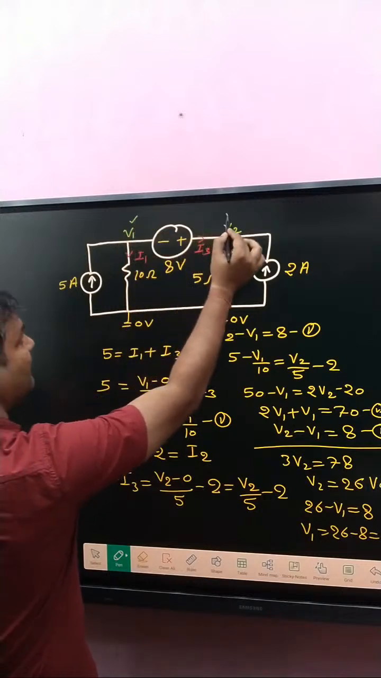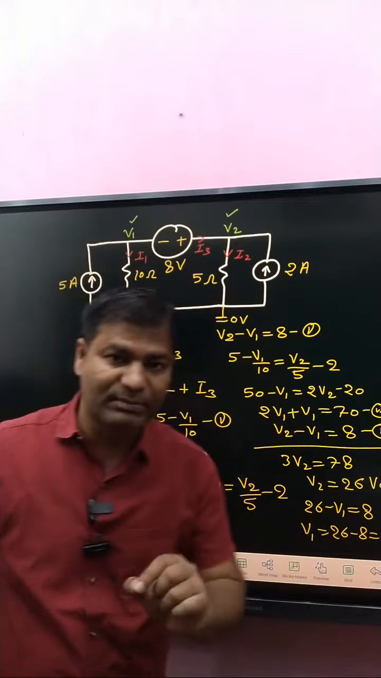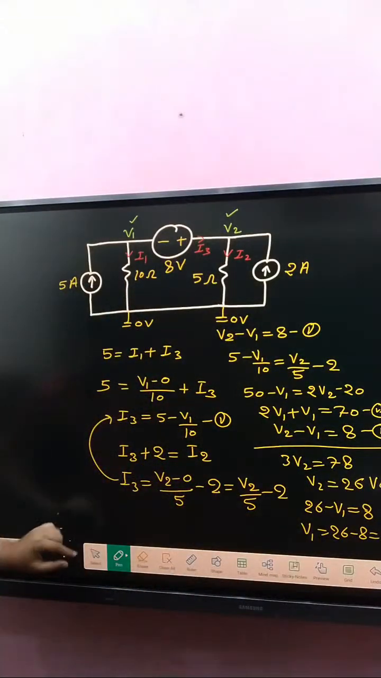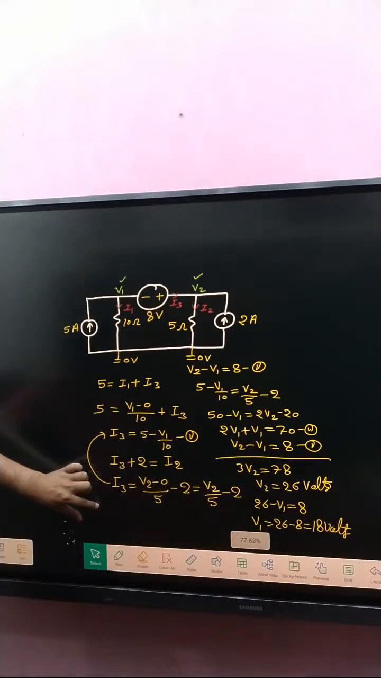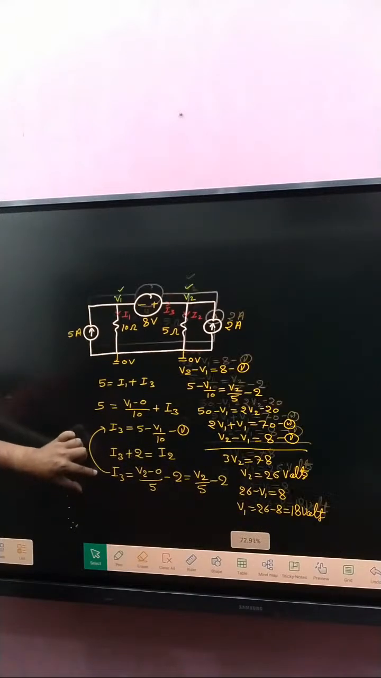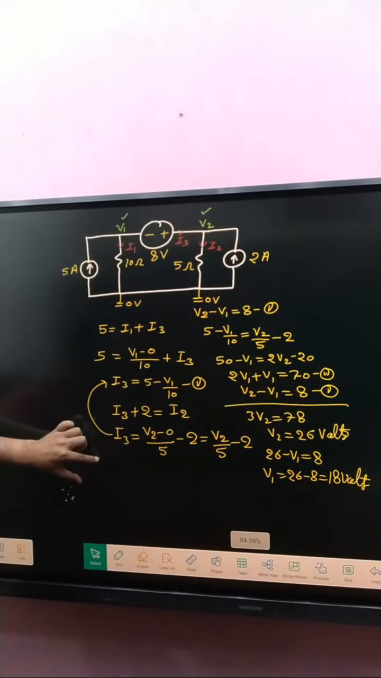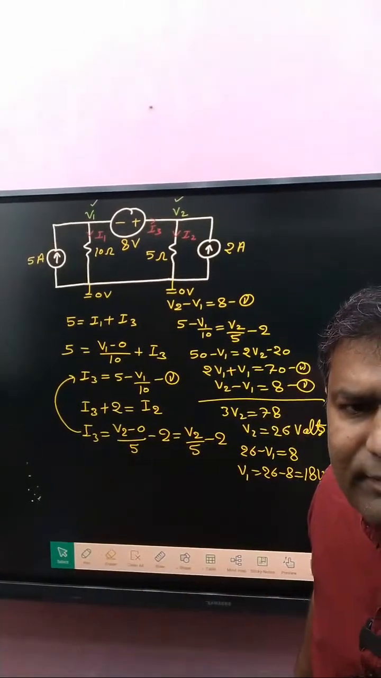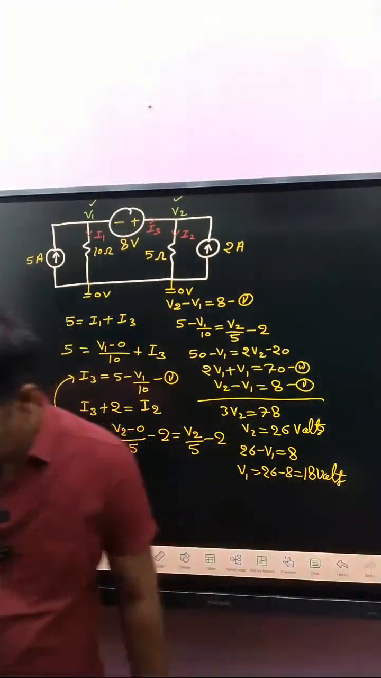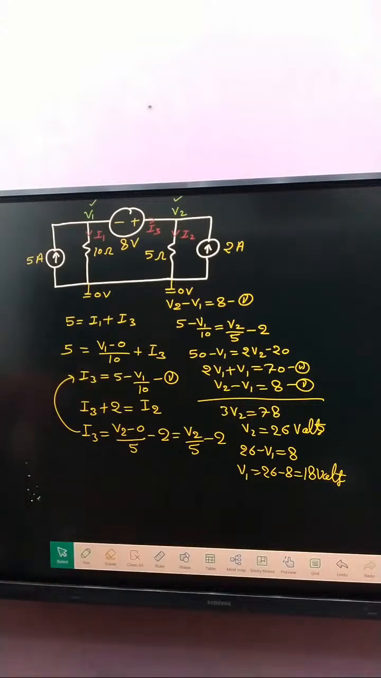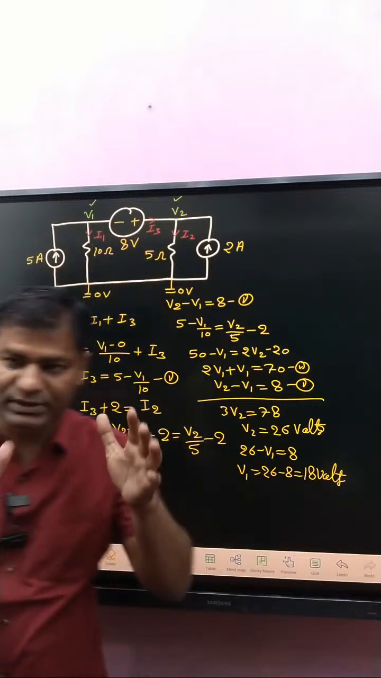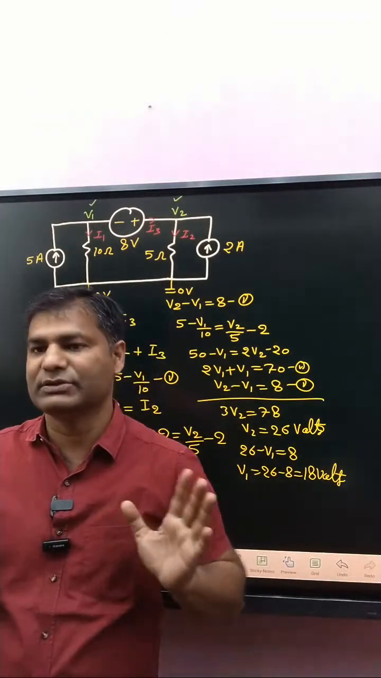Our motto is to determine V1 and V2 with the help of nodal analysis, as mentioned in the question. If a question mentions with the help of nodal analysis, then always use nodal analysis, not another method. I think visibility is clear.